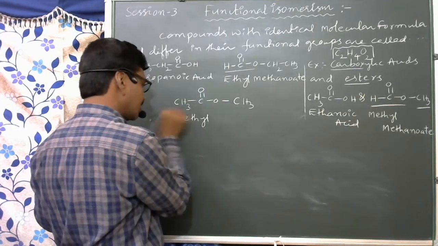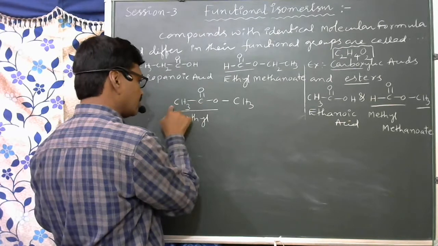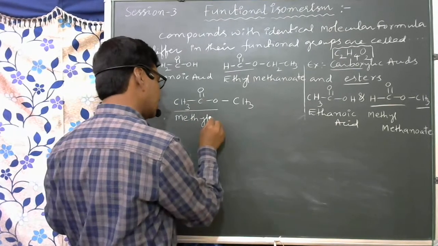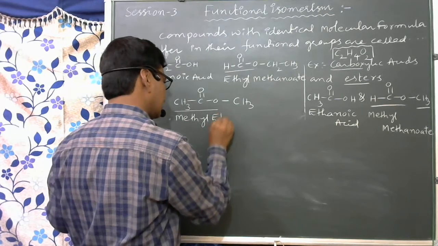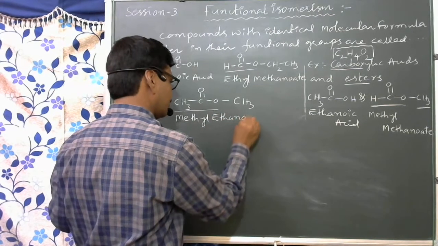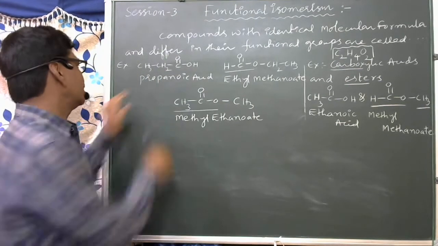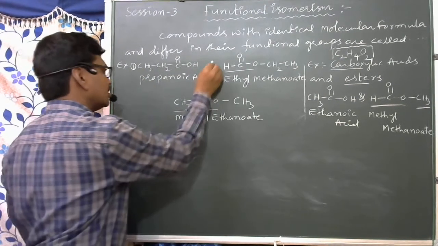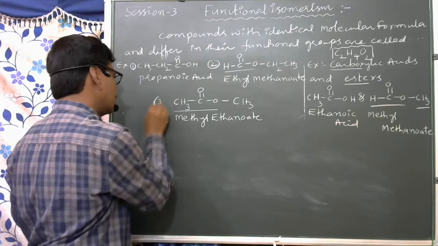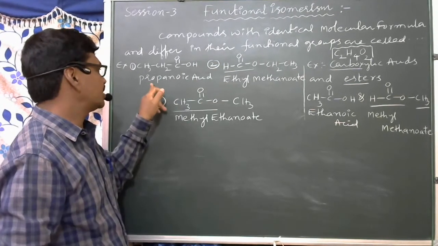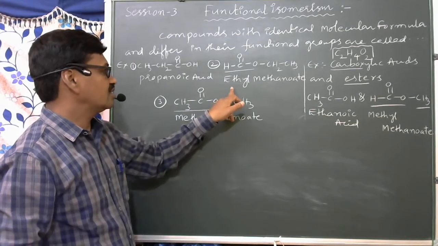And here how many carbons are there? This part has 2 carbons, so eth and O8. Ethane plus OH means ethanoate, methyl ethanoate. So here is the first compound, second compound, third compound. All these three are functional isomers only. Compounds 1 and 2 have a relation because one is an acid and the other is an ester.